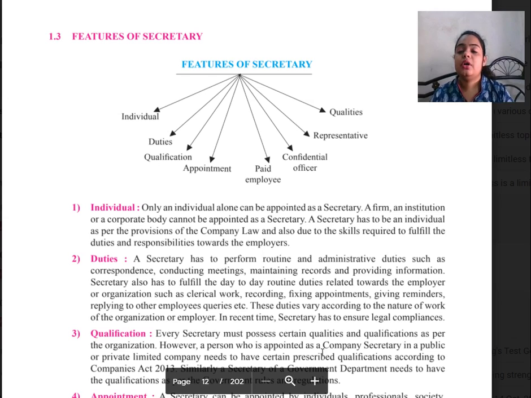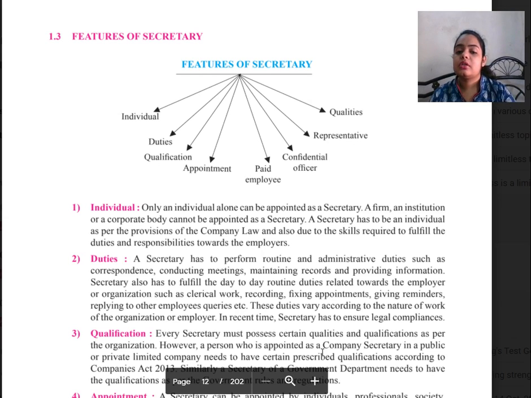So what are the duties of the secretary? Basic duties of the secretary is to perform routine work, whatever routine work is specified by the company. Then secondly, he has to do administrative duties. Administrative duties means he has to carry out correspondence with maybe the directors of the company, maybe the shareholders of the company, maybe other persons, whoever are specified. Then meetings have to be conducted, maintaining records, and providing information.